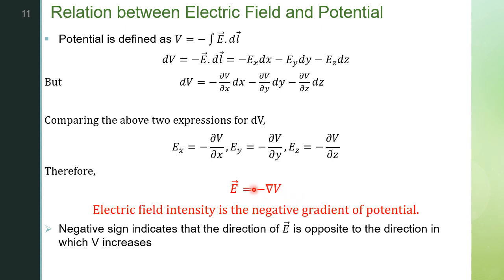That is, del operator, del V stands for the gradient of a scalar. So electric field intensity is the negative gradient of potential. If you find the gradient of the potential, you will get the electric field intensity. The negative sign indicates that the electric field intensity is in the direction opposite to the direction in which potential increases. That is, electric field intensity is directed from higher to lower levels of potential.